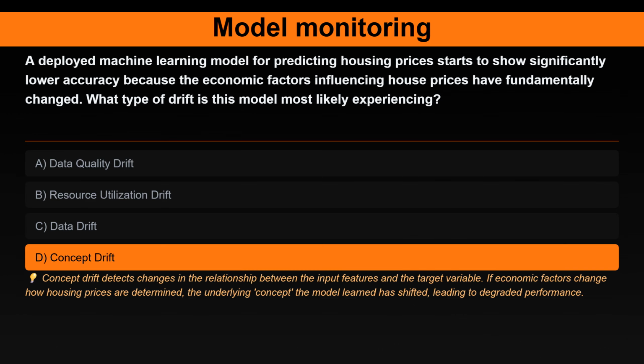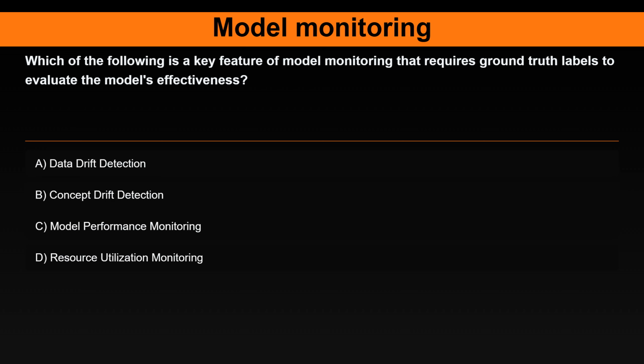The correct answer is concept drift. Here's the explanation. Concept drift detects changes in the relationship between the input features and the target variable. If economic factors change how housing prices are determined, the underlying concept the model learned has shifted, leading to degraded performance.